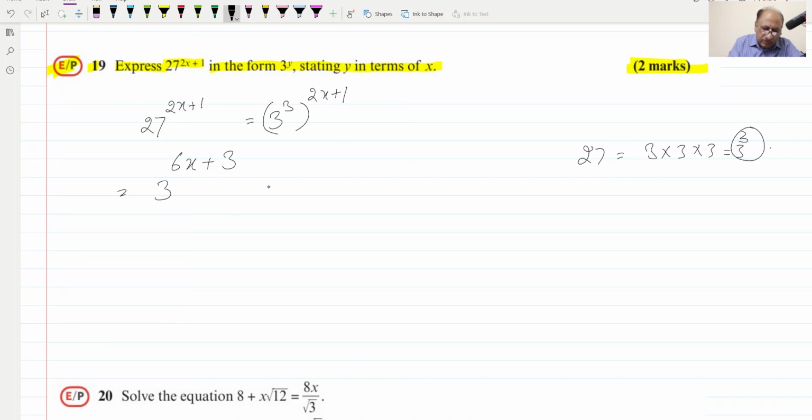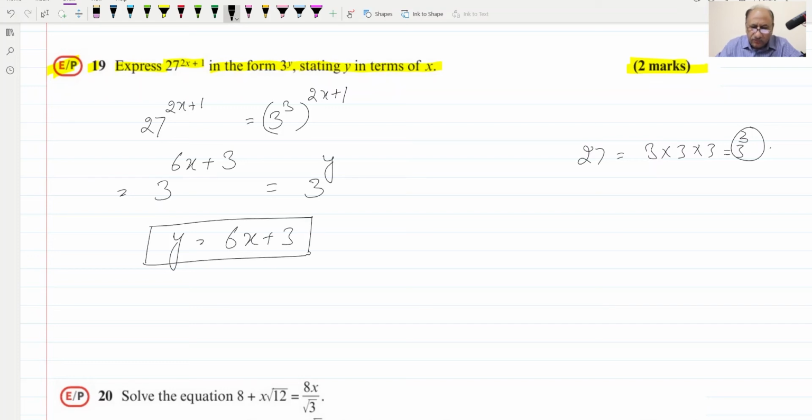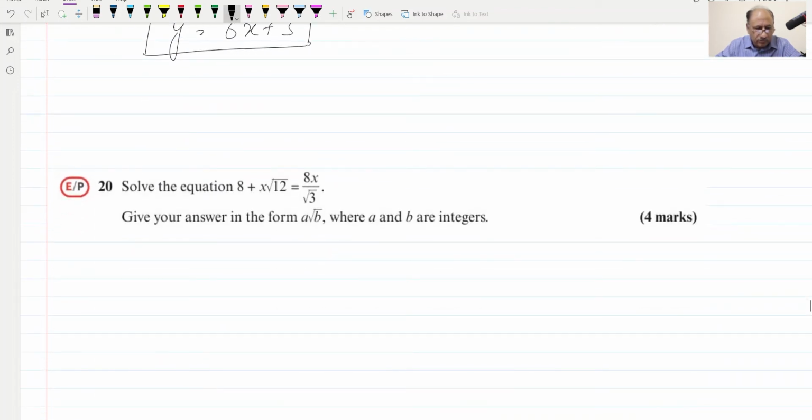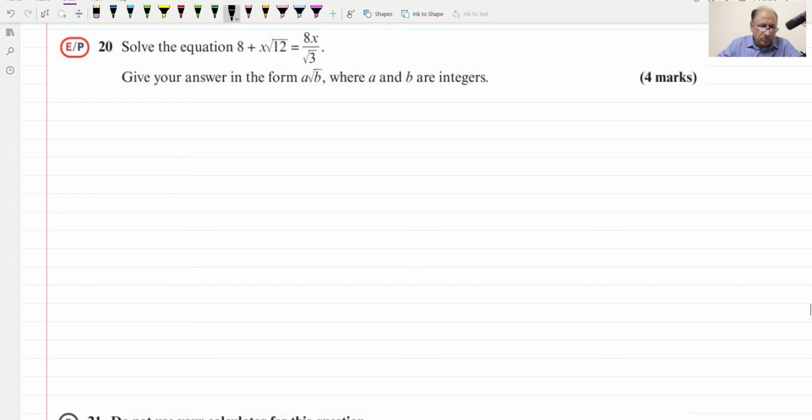And now what will the y value be? If we equate it to 3 raised to the power y, the bases are the same, so we can compare the powers. So y is equal to 6x plus 3. This will be our answer for the y value, which we are done. Hopefully you understood this question also. Now question number 20, exam practice question.